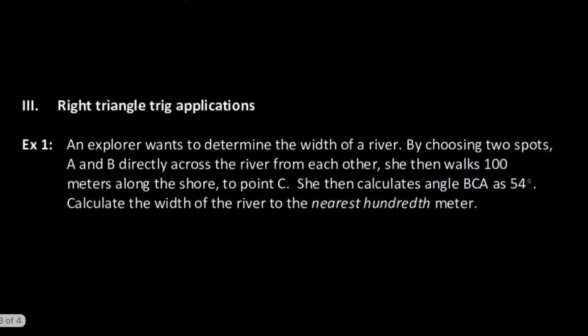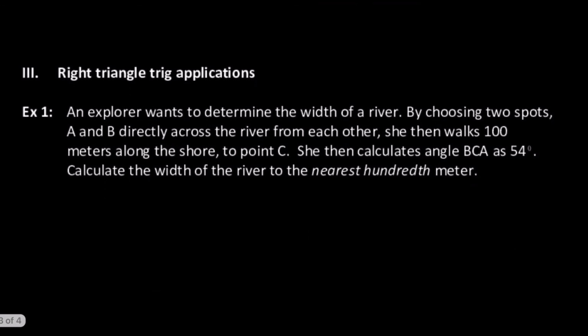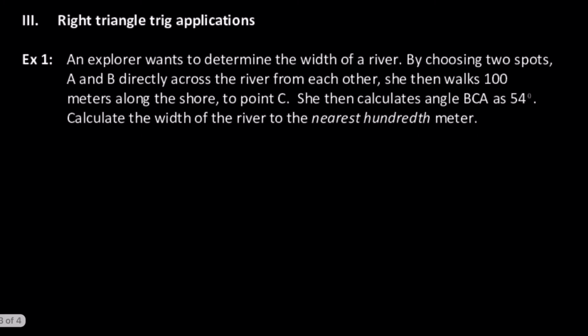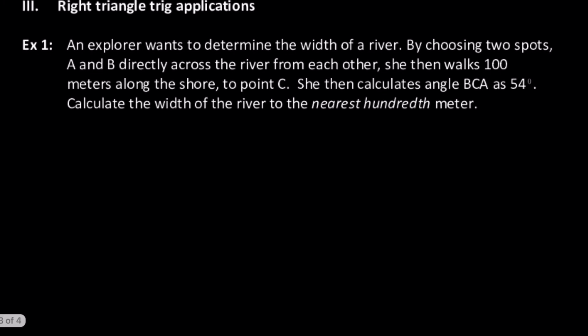Okay, on to some applications. Pretty straightforward. Some of them are very simple, and then we'll have one maybe that's a little bit challenging. We're just creating a right triangle from a verbal description. An explorer wants to determine the width of a river by choosing 2 spots, A and B, directly across the river from each other. She then walks 100 meters along the shore to point C. She then calculates the angle BCA as 54 degrees. Calculate the width of the river to the nearest 100th meter.